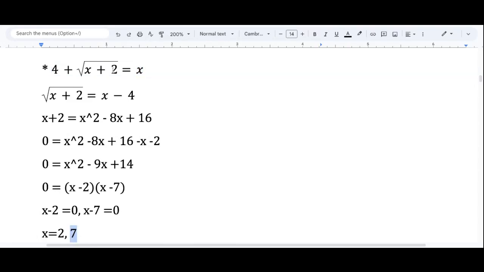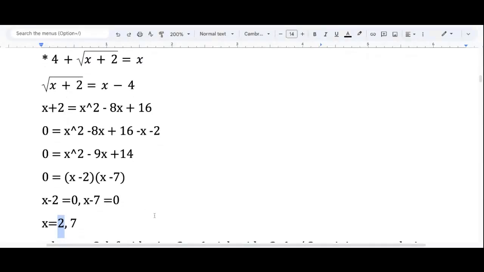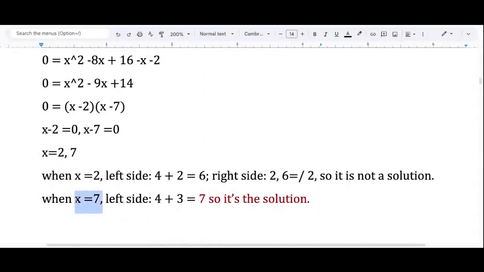Now let's check 7. 7 plus 2 is 9. Square root of 9 is 3. 3 plus 4 is 7. 7 equals 7. Yes. So 7 is a solution, but 2 is an extraneous solution. So we reject 2. So the solution is 7.